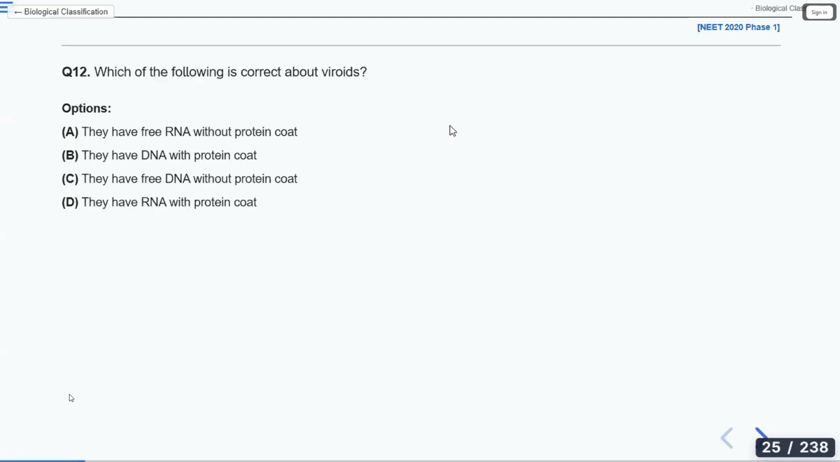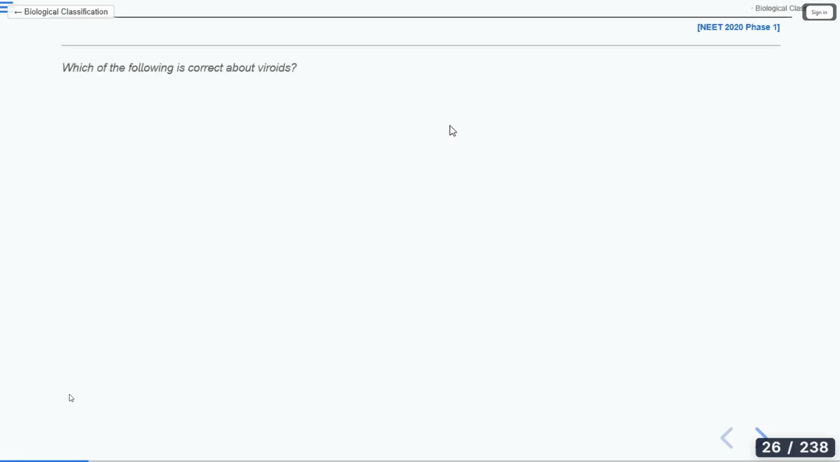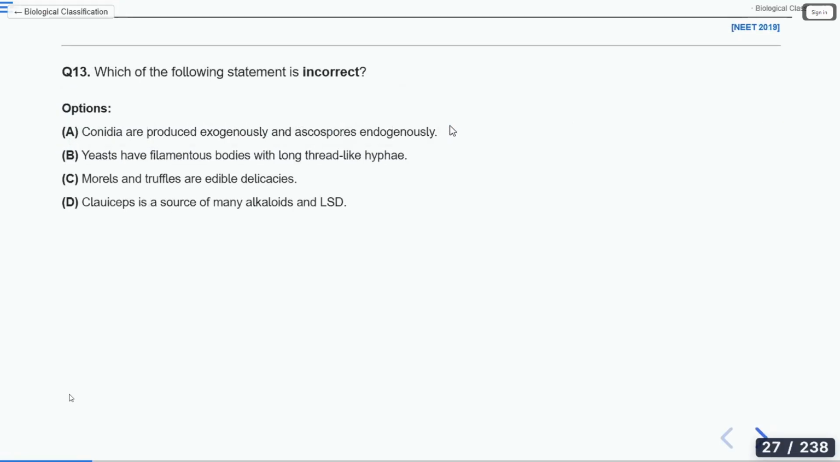Option A. Only RNA will be there. Okay, so let's see the answer. So they have free RNA without protein coat. So that's why I told you to remember the exact definitions.